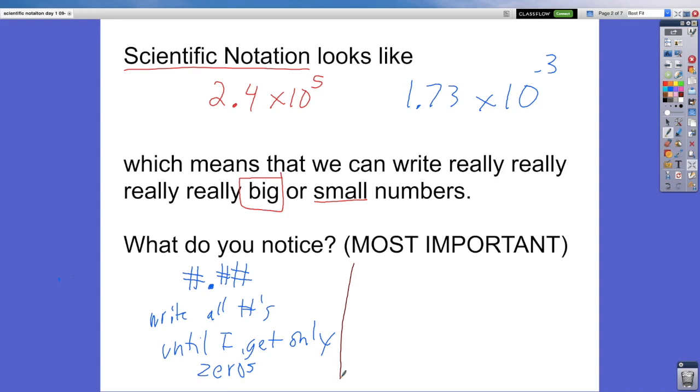The other thing that I notice is that at the end, it's always times 10 to some exponent. Okay? So I start with the number, decimal point, number, whatever, until I get to where there's only zeros left. And then I put times 10, and there's going to be some exponent that goes in that box. Like in the first one, my exponent was 5. In the second one, my exponent was negative 3. Okay? So let's keep working on it. Let's look at it here.